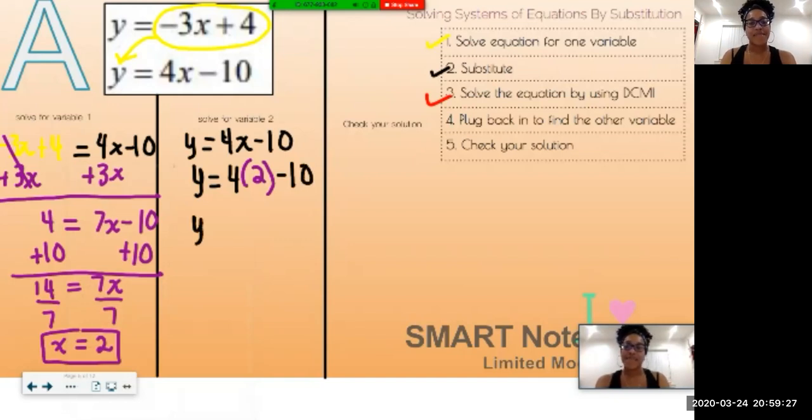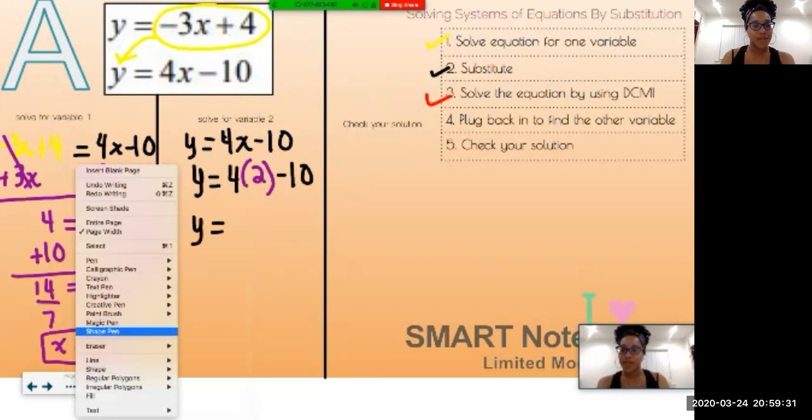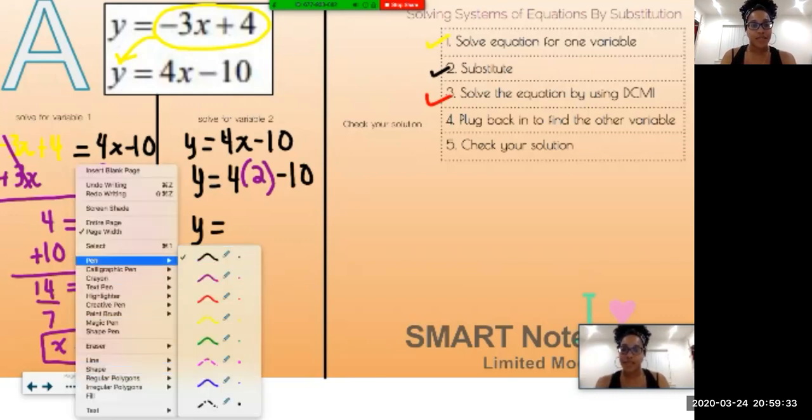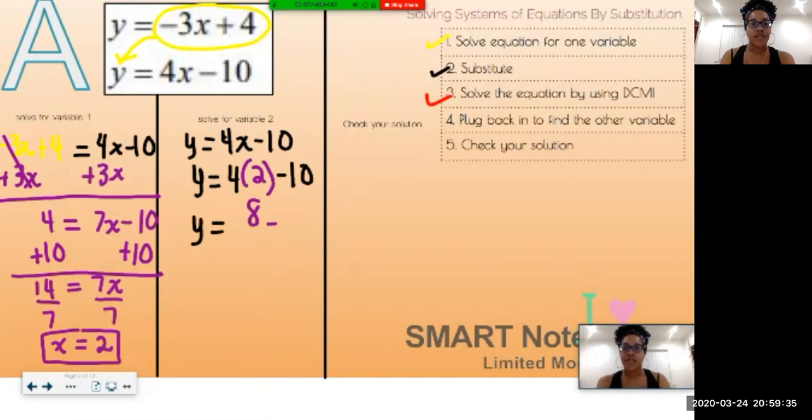So y is equal to, what's 4 times 2? Yep, it's 8. Y is equal to 8 minus 10. So y is equal to negative 2.